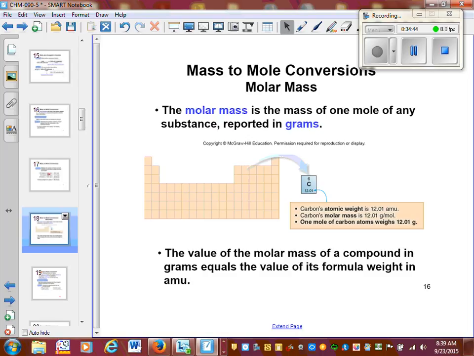So if I ask you what the molar mass of nicotine was, I forgot what it was back there, 162 something. Its formula weight is 162 AMU. Its molar mass is 162 grams. It's the same number. If we're talking about atoms, we're talking about AMU. If we're talking about molar mass, we're talking about grams.